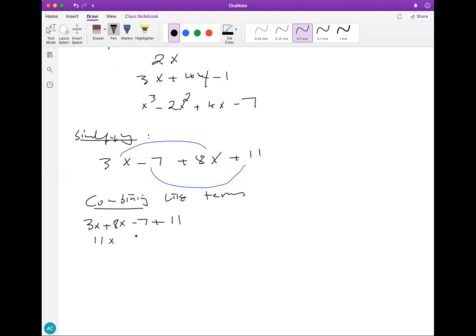What is negative 7 plus 11? Negative 7 plus 11 is positive 4. Positive 4, that's right. So pick the sign of the higher number. 11 has a higher absolute value than negative 7, so you pick the sign of the higher number. Then you do the difference.